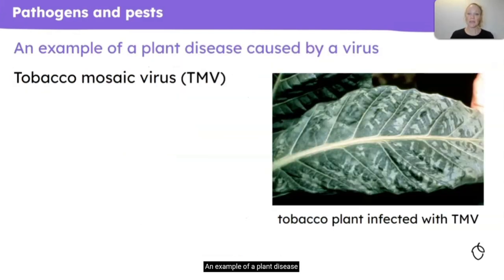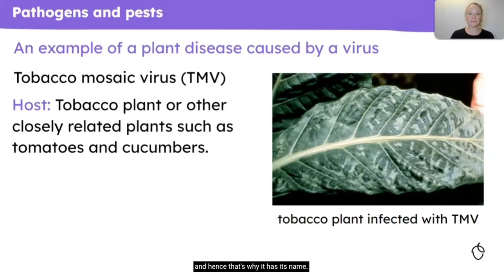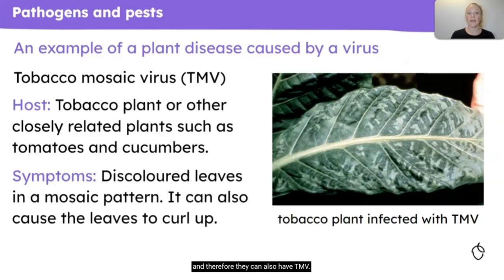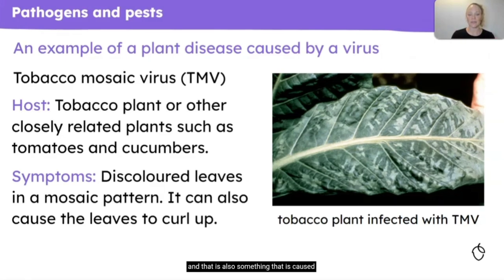An example of a plant disease is the Tobacco Mosaic Virus, or TMV for short. And we can see on that leaf there of the tobacco plant that it's got that funny mosaic stippling to its leaves, and hence that's why it has its name. Tobacco plants are closely related to things like tomatoes and cucumbers, and therefore they can also have TMV. We get that discoloration, like I mentioned, but also you can see on the edges the leaves are starting to curl up, and that is also something that is caused by the Tobacco Mosaic Virus.